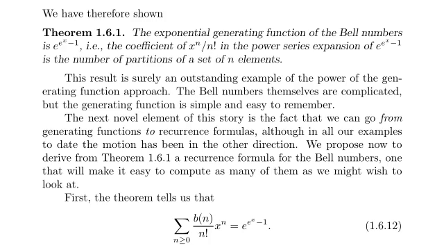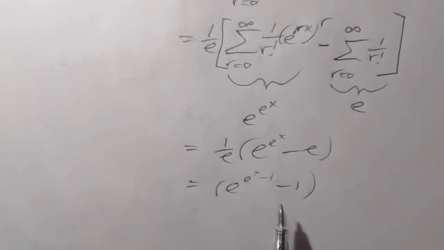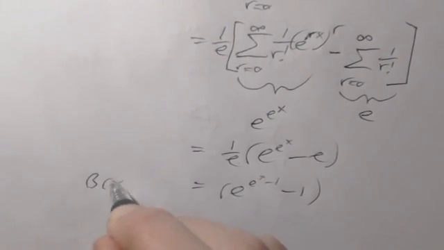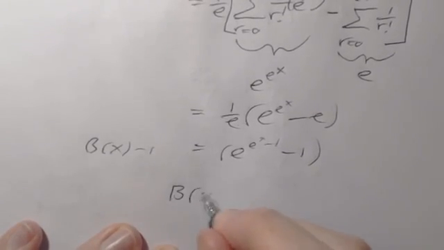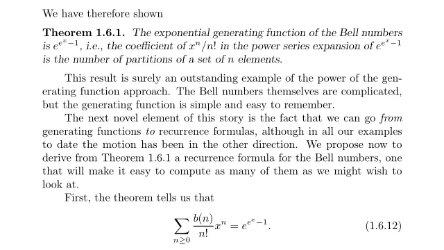So we have therefore shown theorem 1.6.1. The exponential generating function of the Bell numbers is e to the e to the x minus 1. Because this was B(x), therefore B(x) is e to the e to the x minus 1, i.e. the coefficient of x to the n over n factorial in the power series expansion of e to the e to the x minus 1 is the number of partitions of a set of n elements.